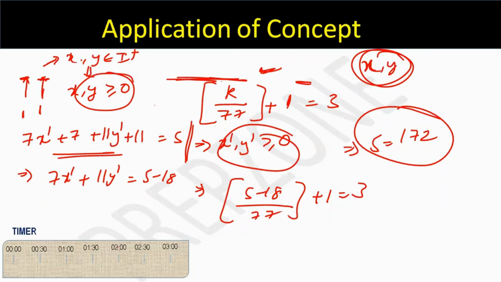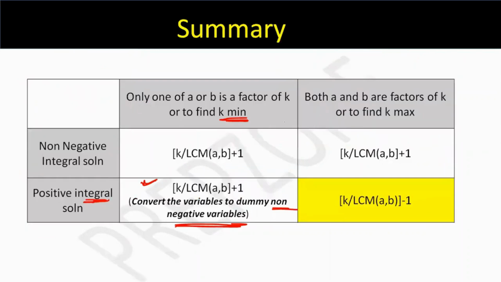So you just see which of this table satisfies my condition. The condition being satisfied is this one, because a positive integral solution is what is given in the question, and I have to find the minimum value of k. So I would just apply this directly. I'll convert to the dummy variables and then solve it. This is the objective way. I'll also tell you the subjective way to solve this, so you can figure out which one you are more comfortable with. But this is how you have to apply it.